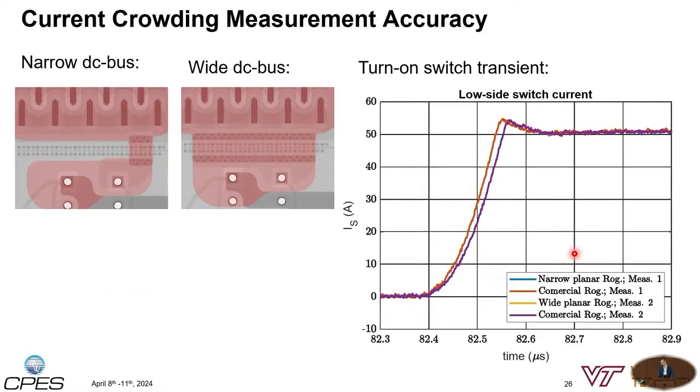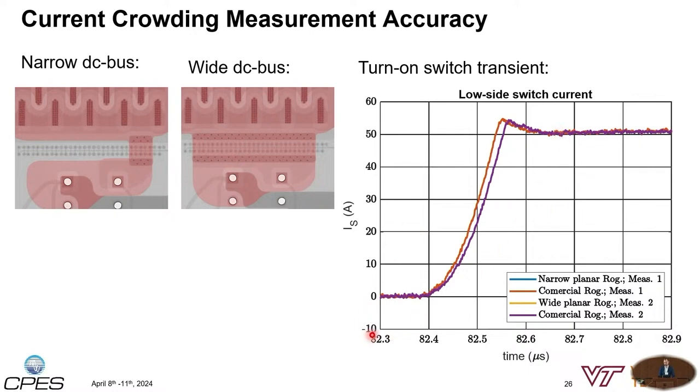Then lastly, we have also compared the impact of the current crowding within the DC bus on the switch transient amplitude. So we have two PCBs, one with a narrow DC bus and one with a wide DC bus. We kept the same current for both measurements. You can see that also in the amplitude.